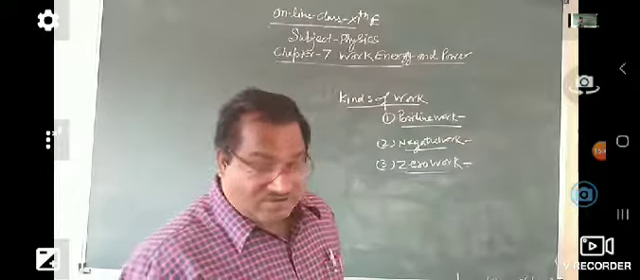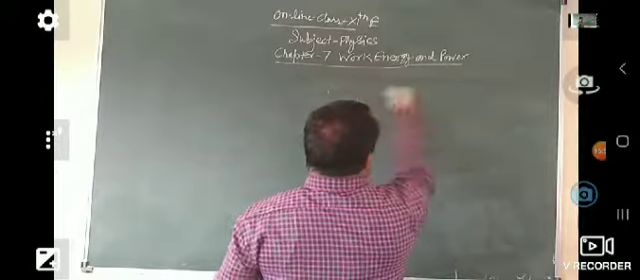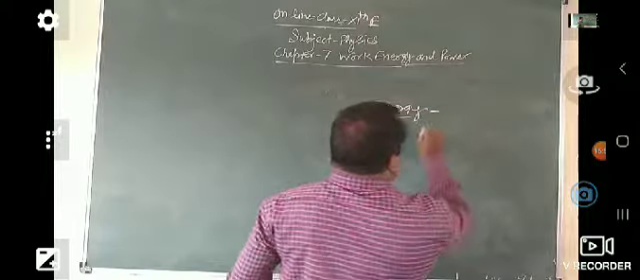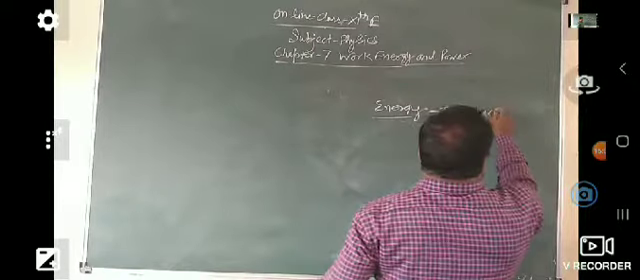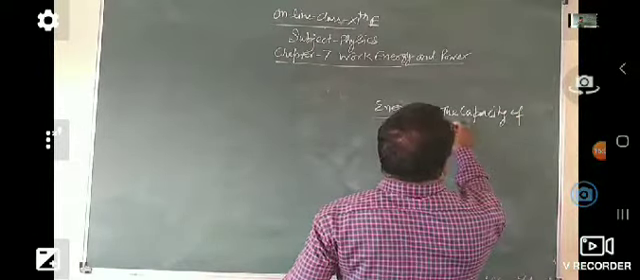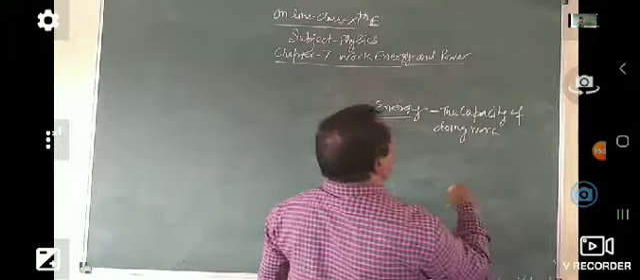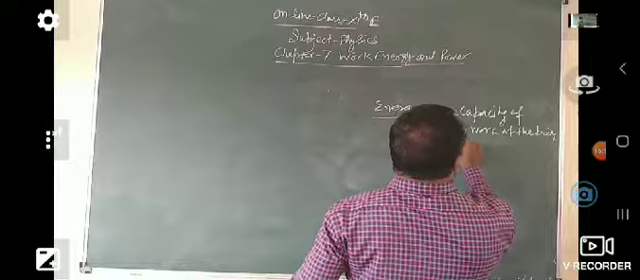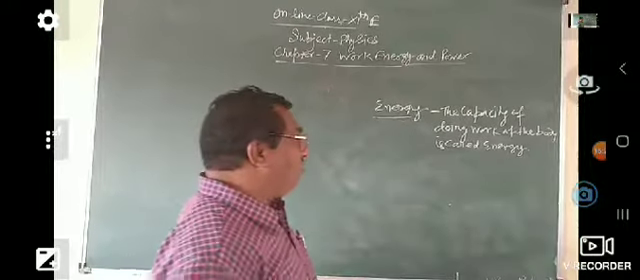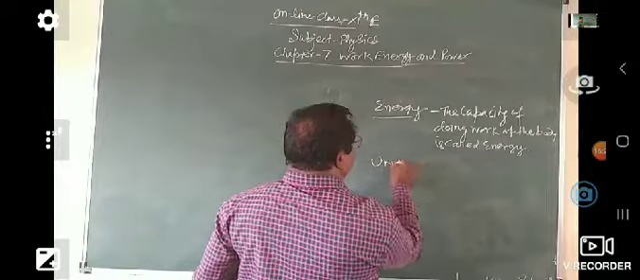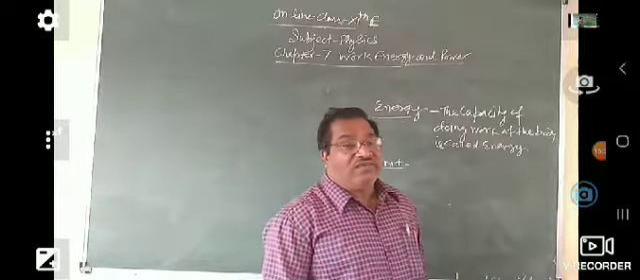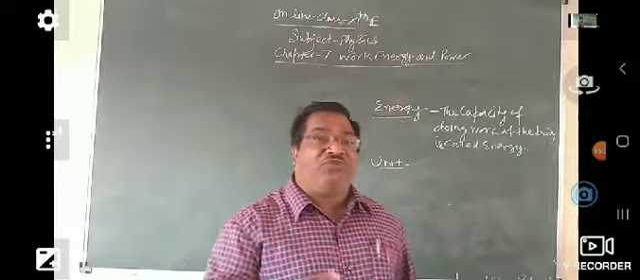And the next topic is energy. So what is energy, how can we define energy? The capacity of doing work of the body is called energy. The unit of energy is also the same as the unit of work, because energy is defined as the capacity of doing work.